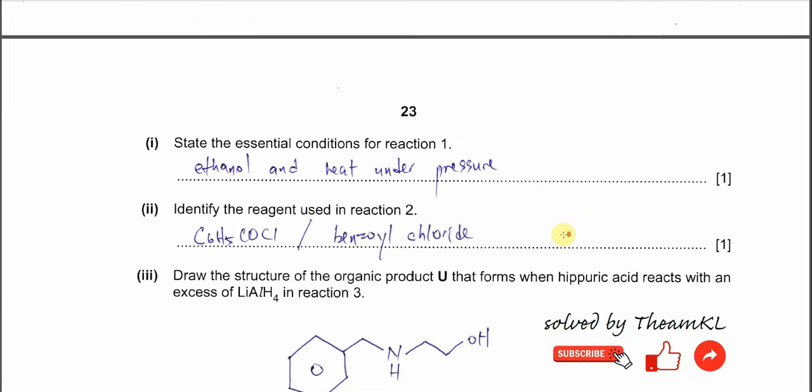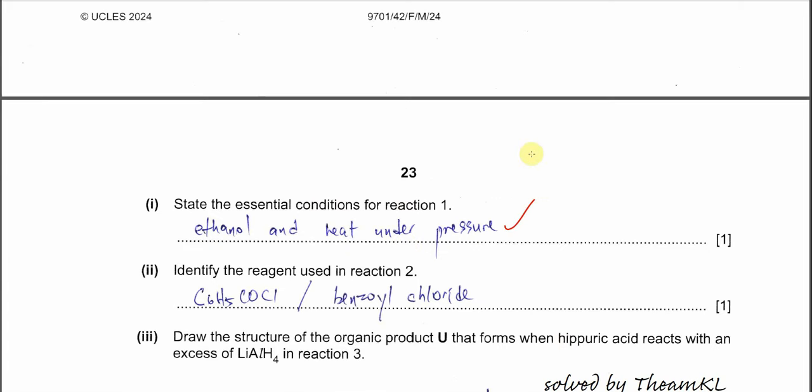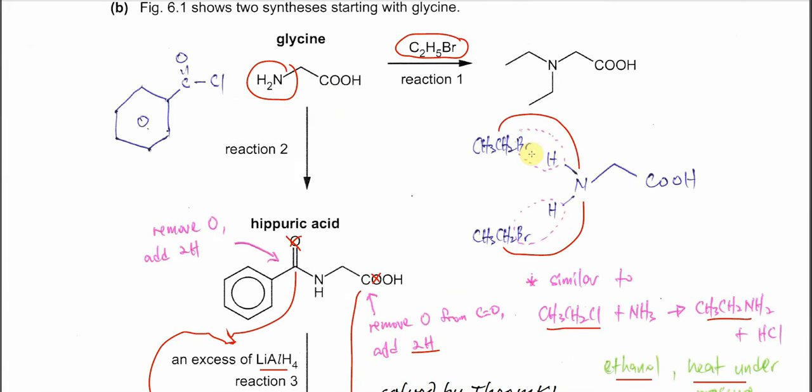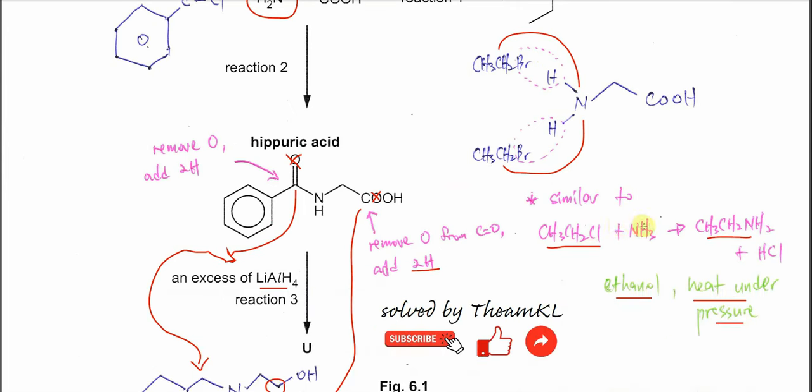Okay, let's see what they want. Part 1, state the essential conditions for reaction 1. This one I already told you. Reaction 1 is with bromoethane, which forms this. Similar to the AS that you learned, the condition must be ethanol and heat under pressure.